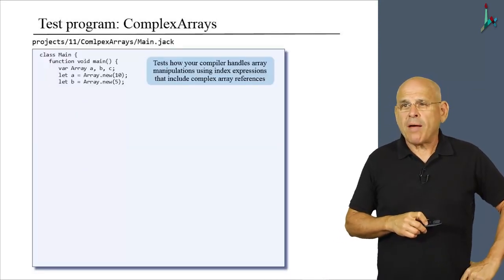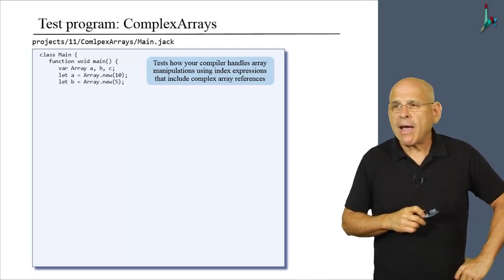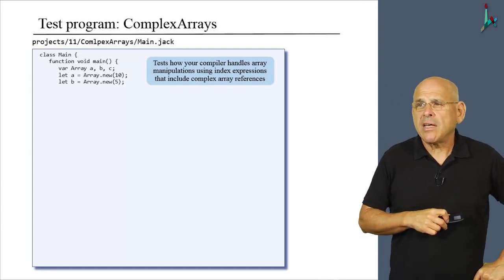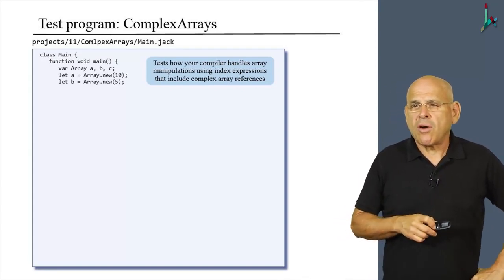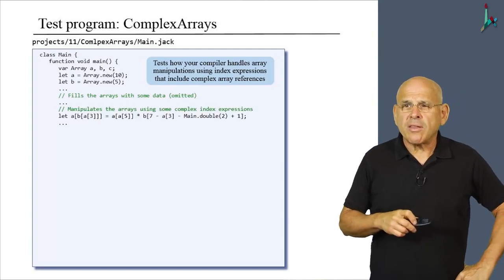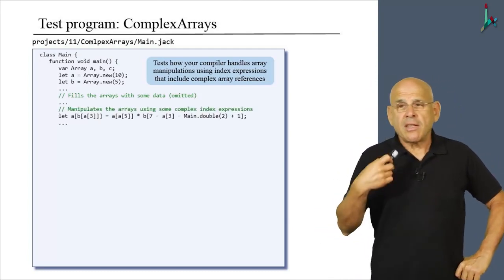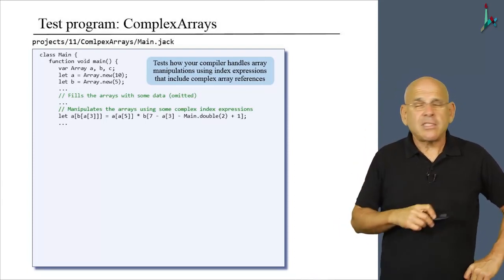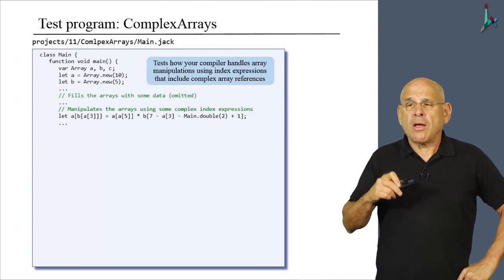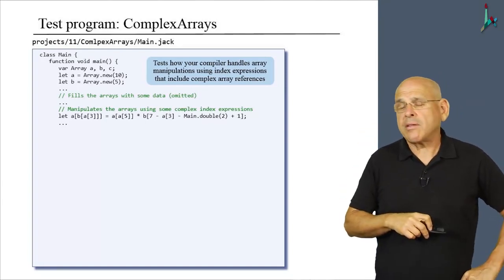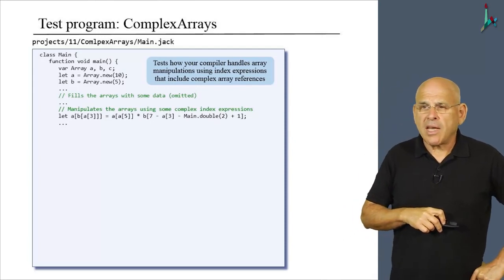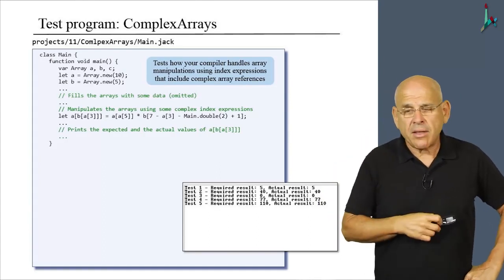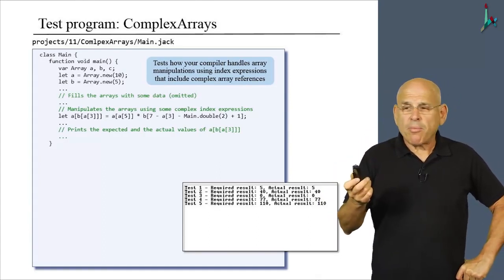Finally, the last program that we supply is called Complex Arrays. And this program is designed to test how your compiler handles array manipulations that include all sorts of fancy index expressions. So for example, take a look at this expression here. As you can see, the indices of the arrays are quite hairy. And indeed, that's exactly what we want you to test. We want you to test that the compiler knows how to handle these cryptic statements.